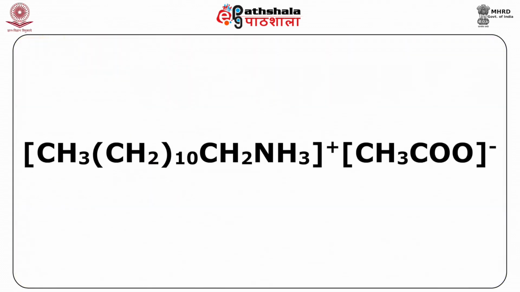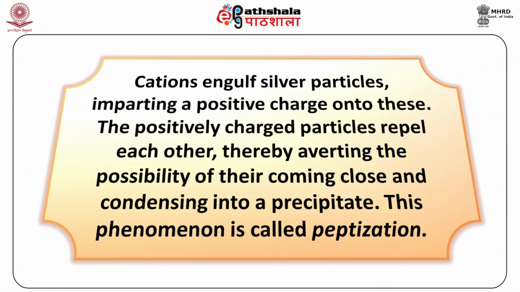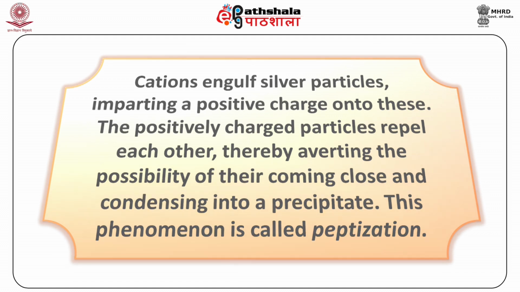This problem is taken care of by incorporating a cationic detergent, usually N-dodecylamine acetate, in the physical developer composition. Now the cations engulf silver particles, imparting a positive charge onto these. The positively charged particles repel each other, thereby averting the possibility of their coming close and condensing into a precipitate. This phenomenon is called peptization.